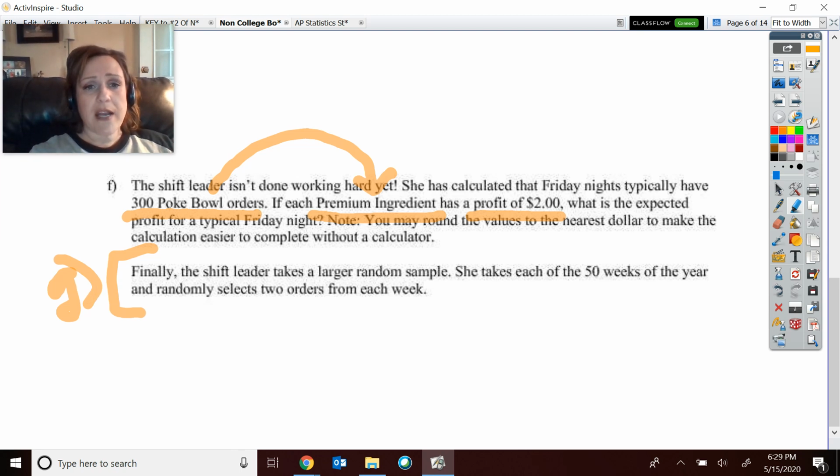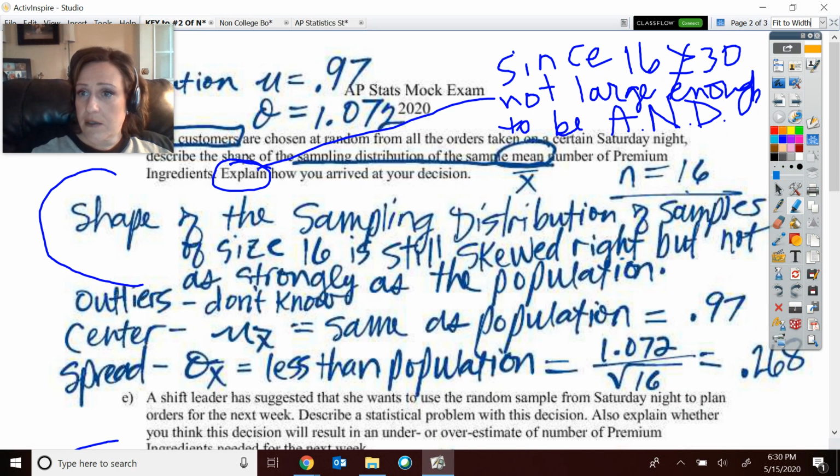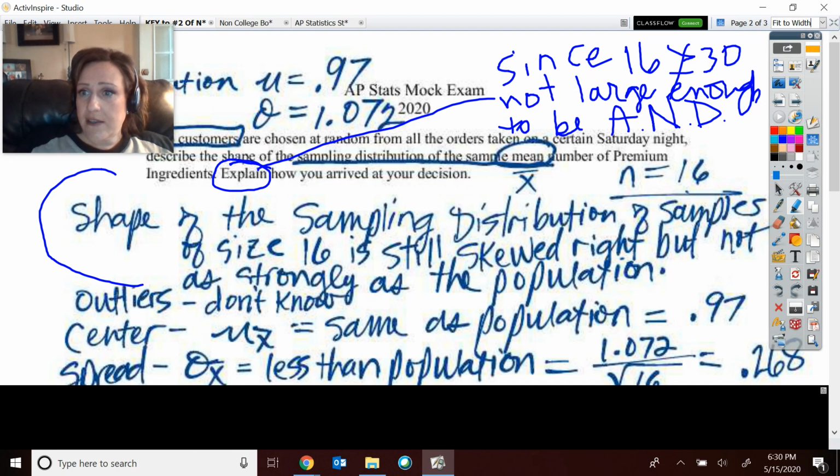When I wrote my answer out, I was very clear in writing units. So we've got units and a change of units from bowls to premium ingredients, and then transforming $2, the profit, to profit. So here it goes. Here's how that answer looks. So let's pull that down and see what we got.